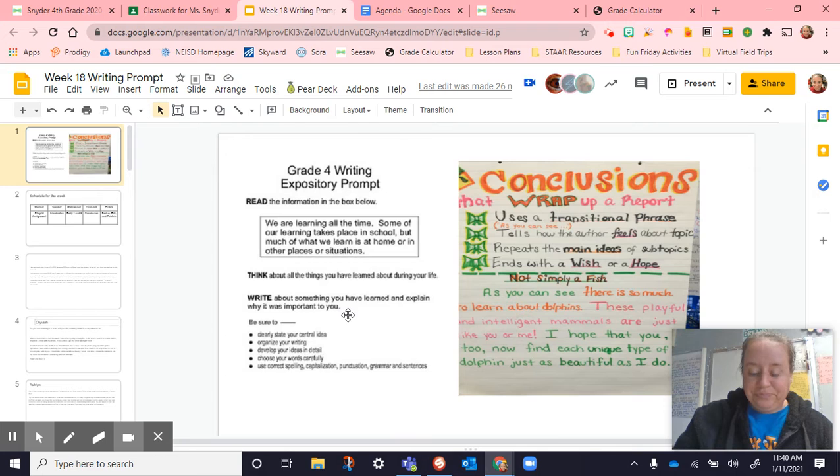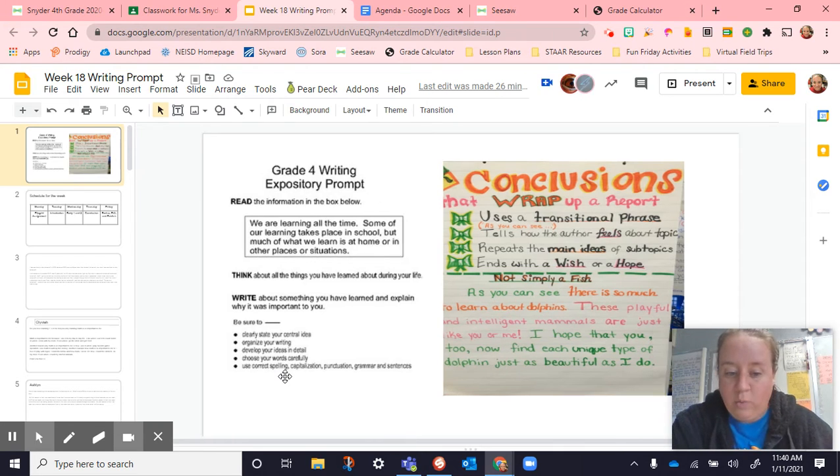So we partnered up with partners and we went through this checklist of some things that we need to make sure, as we're writing, that this checklist is in our mind, because this is what we're required to have. So we need to make sure that we are clearly stating our central idea.